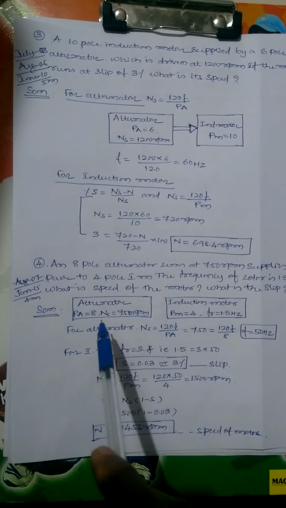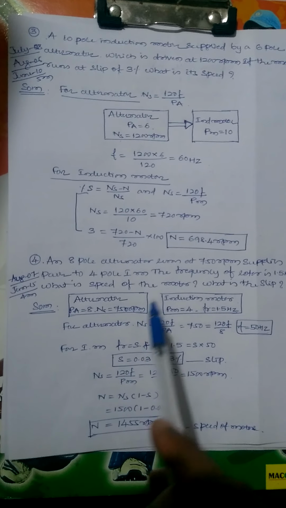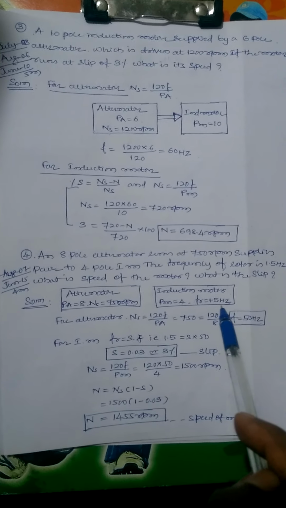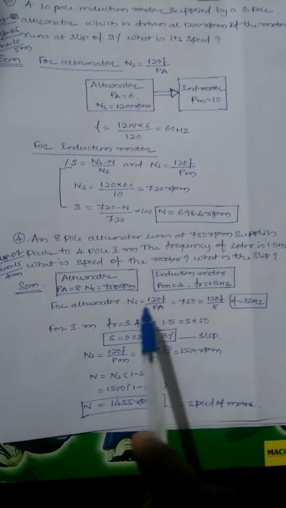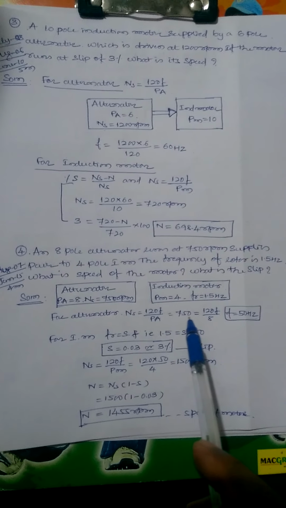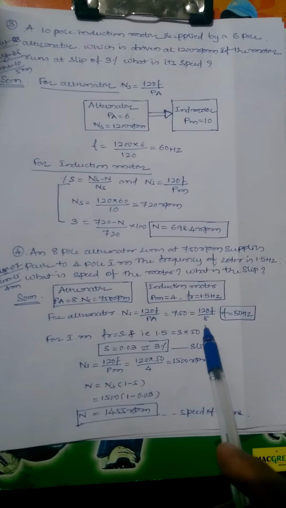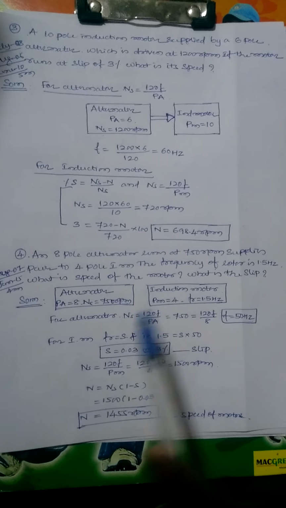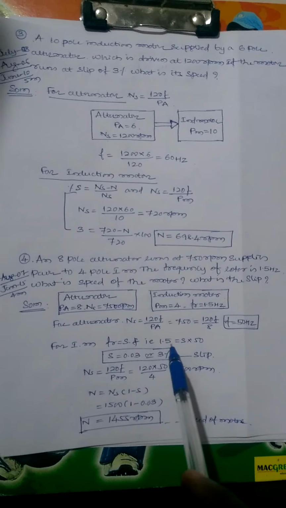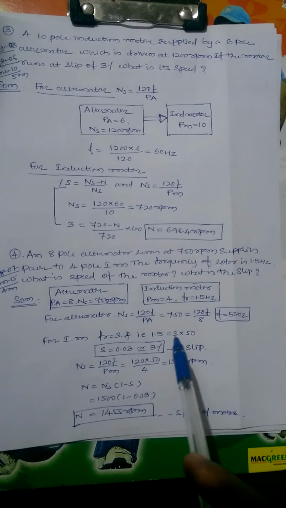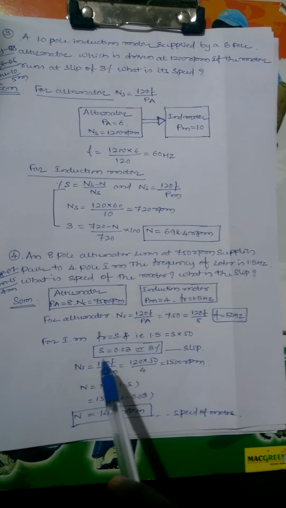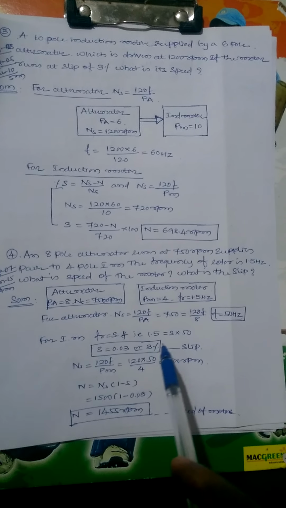First alternator: Pa equal to 8, Ns is 750 rpm. Induction motor: Pm equal to 4, rotor frequency Fr is 1.5 Hz, already given in the problem. For the alternator, Ns is 120f by P. First you calculate f: 750 equal to 120f by 8, f equal to 50 Hz. Next for the induction motor, Fr equal to s into f. Fr is 1.5 Hz, already given. s is to be calculated, frequency is 50. Slip s equal to 0.03, that is 3%.